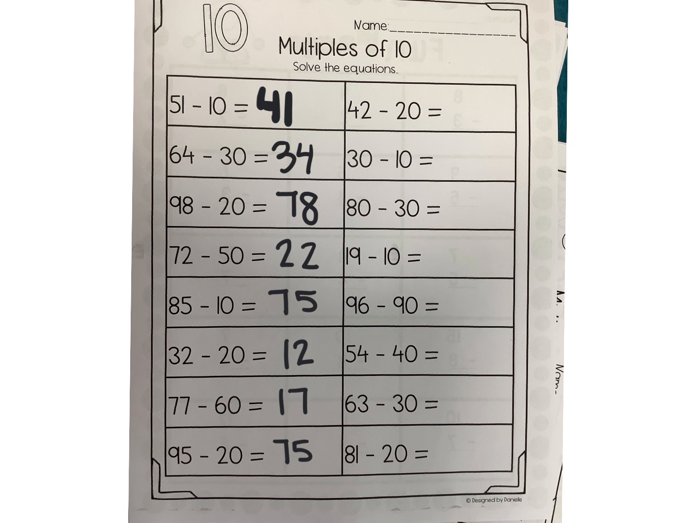Let's try. What did you get for 42 minus 20? 22. Good. 30 minus 10? 20. 80 minus 30, what answer did you find? It's 50. 19 minus 10 is 9. Okay, this was a really big one. It's 96 minus 90. So when you count it back 9 times, you should have landed on 6.